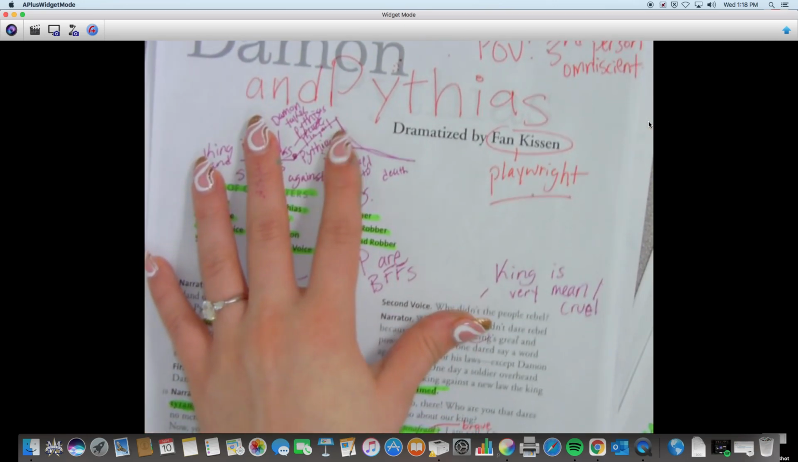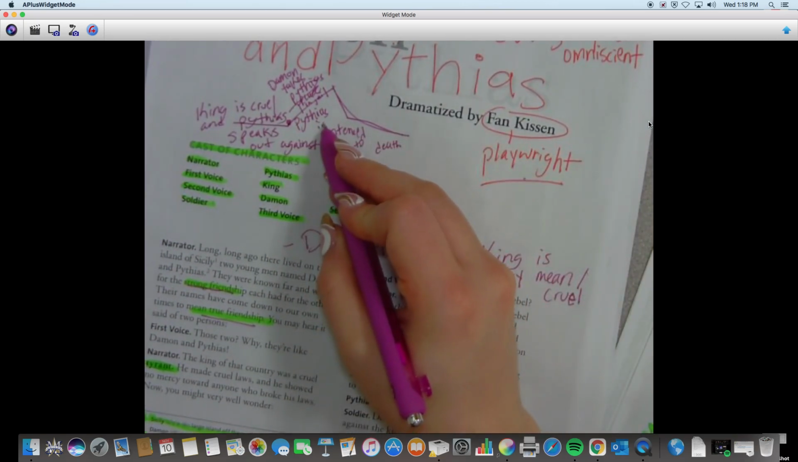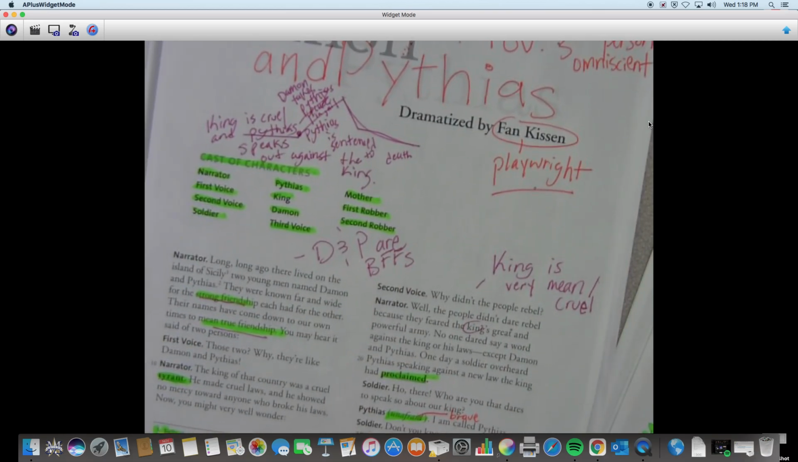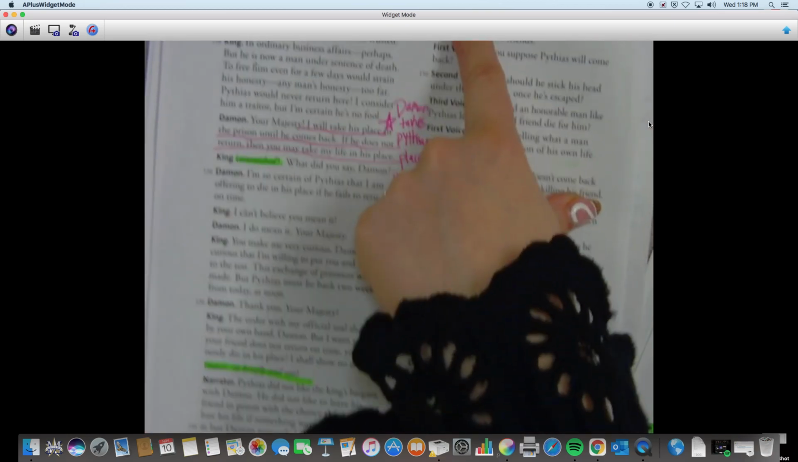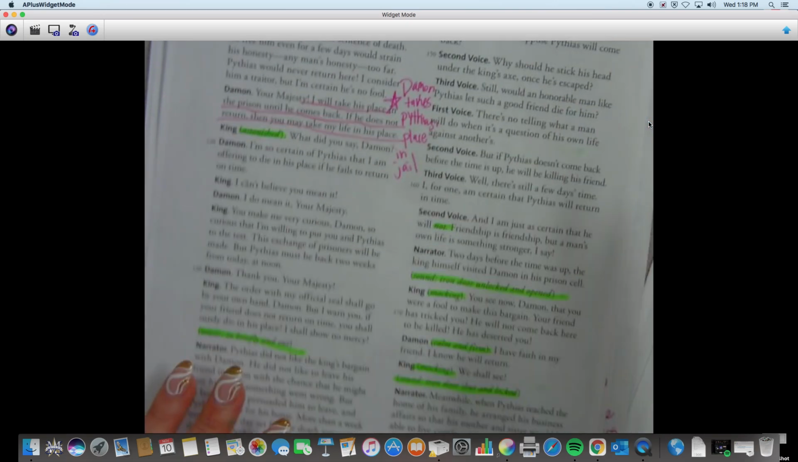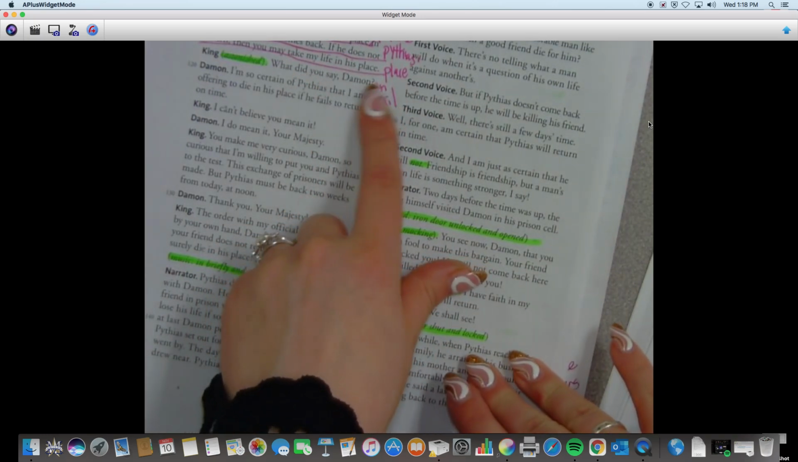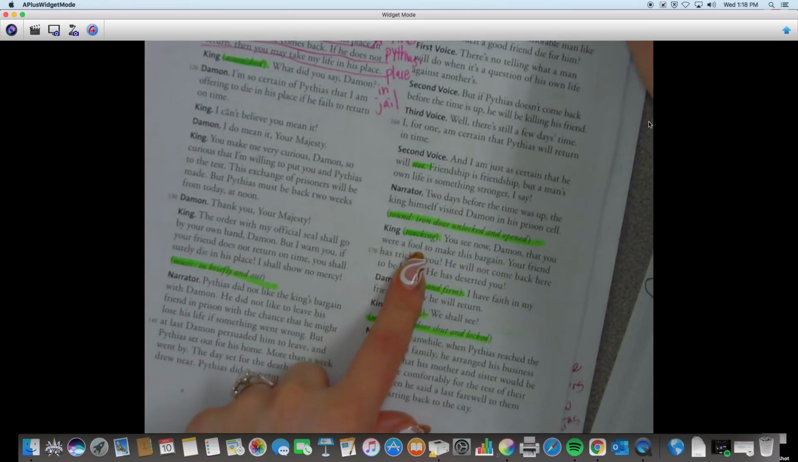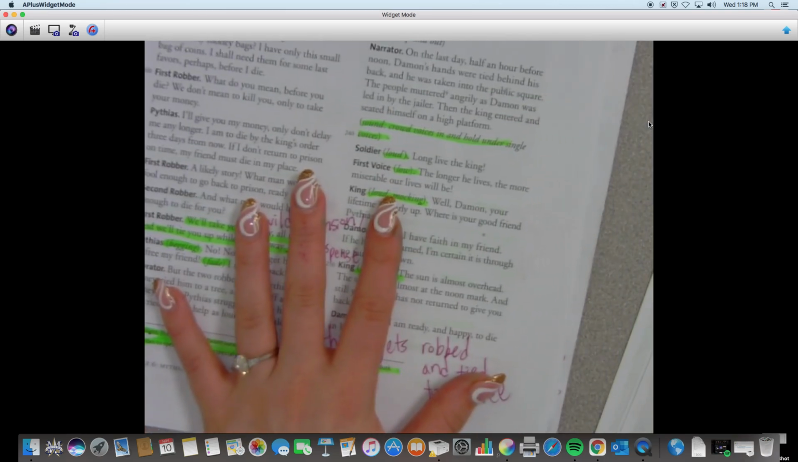So as we were reading, we talked about this, that we should be asking ourselves a driving question related to our conflict, that Damon is taking Pythias's place in jail. So you should be asking yourself, will Pythias come back in time? Will Pythias make it back in time? So when we get the answer to that, we've reached the turning point. So I know the king obviously doubts that Pythias is going to come back in time because the king has no friends. And Pythias is doing his best to come back.